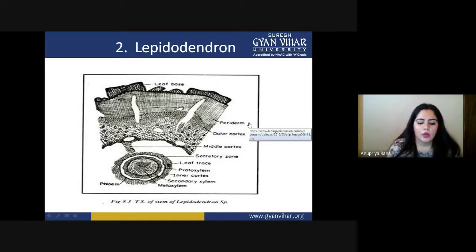Second plant, if we are talking about here, that is Lepidodendron. So the Lepidodendron, like you can see, has several leaf bases on its outer structure. The leaf bases also have leaf traces inside them. There is a massive outer cortex and middle cortex, where there are differentiations within the cortex also. Outer cortex different, middle cortex different. So we will go on to see the theoretical aspects of this Lepidodendron.